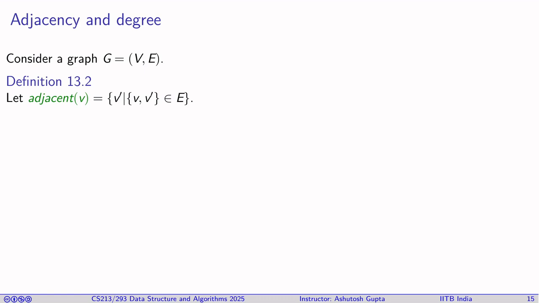a particular vertex v. We call this the adjacency set, and the adjacent of v is all the nodes or vertices of the graph G that are connected to that node v. Continuing, we also define the degree of node v, which is basically the size of the set of adjacent of v.